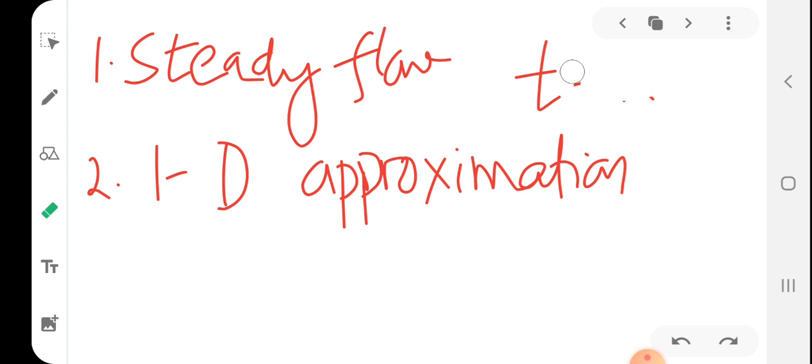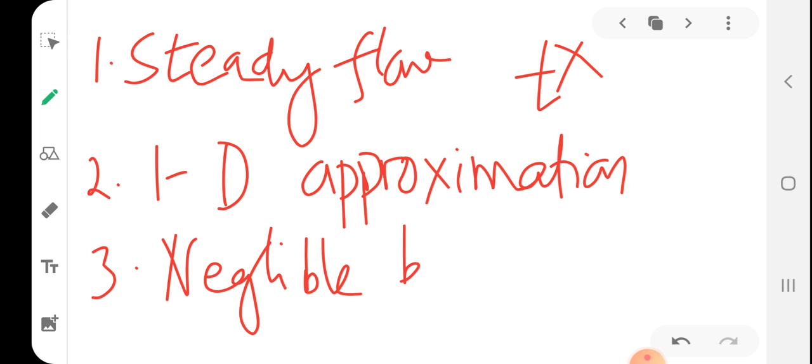One-dimensional approximation means we can approximate the space variables to only any one of them. We have three different space variables x, y, z. One dimension means we can approximate as either x, or y, or z. So that is one-dimensional approximation. Third one is negligible body force.